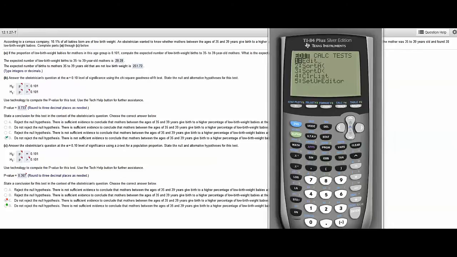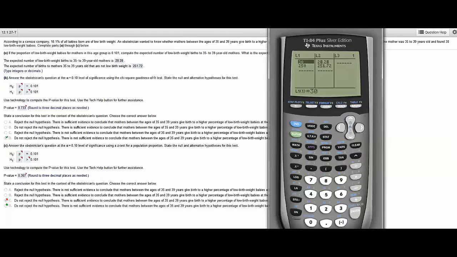Okay, so going back to the calculator. Sorry, it took me a while to figure out what I was doing wrong. The problem is I went to the wrong screen. Let me show you this. We need to go to our list screen, and we need to input our observations and our expectations.